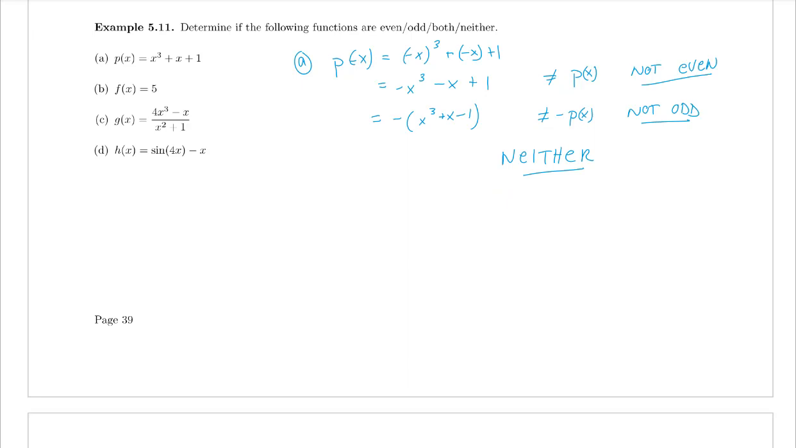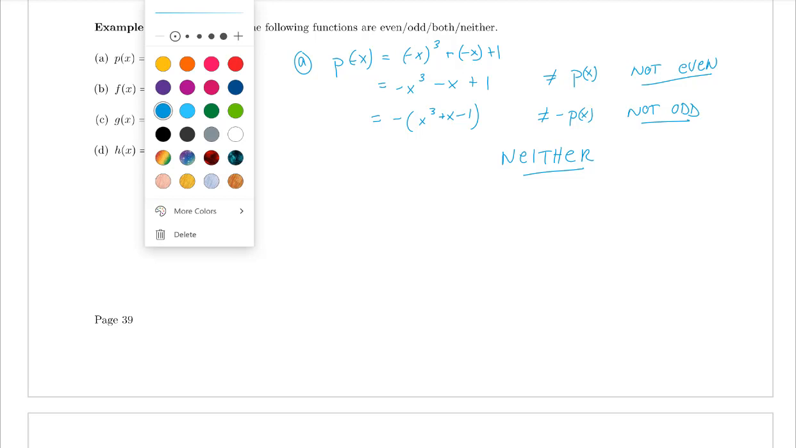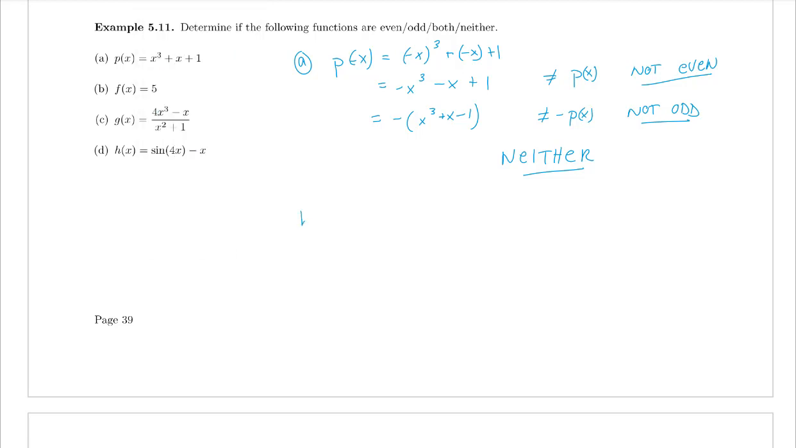Now let's pop back and take a look at this more trivial example. So for part B here, we're going to take a look at f of x equal to 5, which is just the constant function. Now, if we evaluate f of negative x, that's still just 5 because there's no x involved in the formula. And that means that f of x and f of negative x are the same thing, which means that this is an even function.